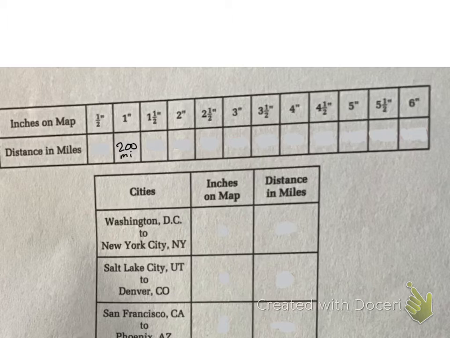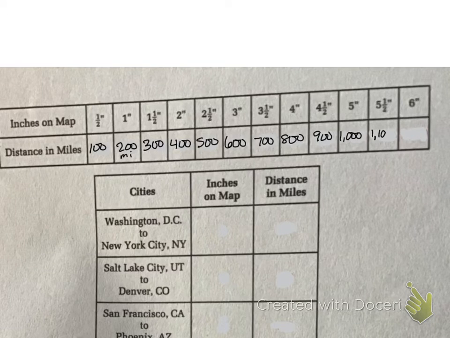If an inch equals 200 miles, then I know a half of an inch must equal 100. 1.5 would be 300 miles. 2 inches would be 400. 2.5 would be 500. 3 would be 600. 3.5 would be 700. 4 inches would be 800. 4.5 would be 900. 5 inches would be 1,000 miles. 5.5 would be 1,100 miles. And 6 inches would be 1,200 miles.